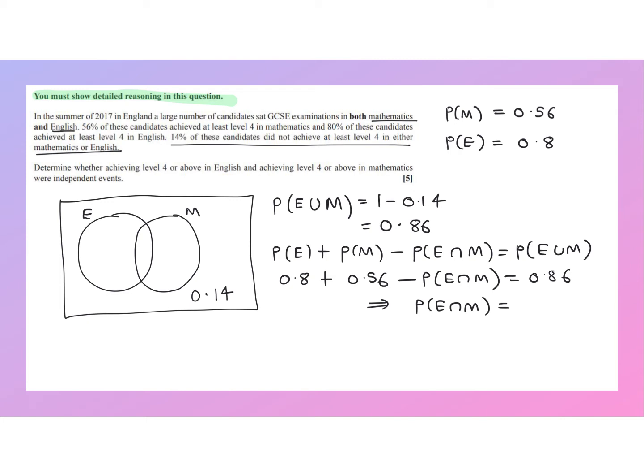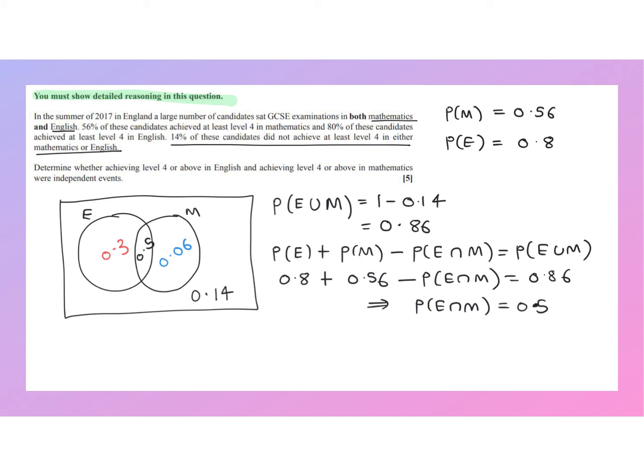So if I start filling this in on the Venn diagram, I know that the intersection is 0.5. This section on the left here has got to be 0.3 because the overall probability for English was 0.8. Now the overall probability for maths was 0.56, so we want 0.06 here. And always do a final check that everything adds up to 1 across the whole of the Venn diagram. You'd be surprised how many times it's easy to make a minor error there.